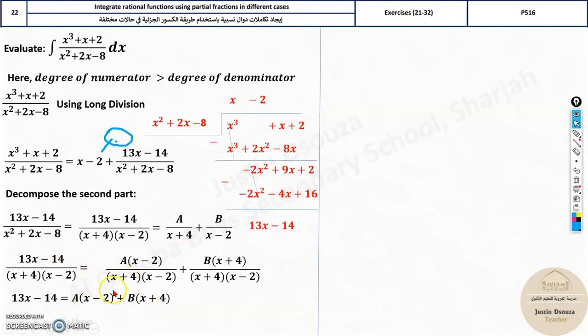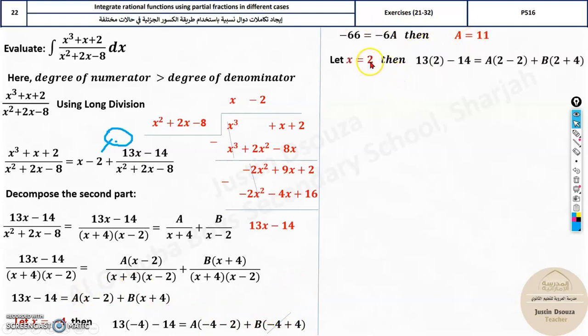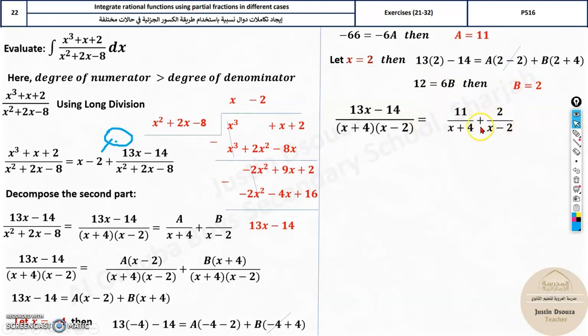You need to take x is equal to minus 4 and x is equal to positive 2. What happens? When you take minus 4, 1 dissolves to 0 and you can solve it. A is 11 and then x is equal to 2. Same way, solve it up. What's going to happen? 12 equals 6b, b is 2. Now you can substitute the values back.